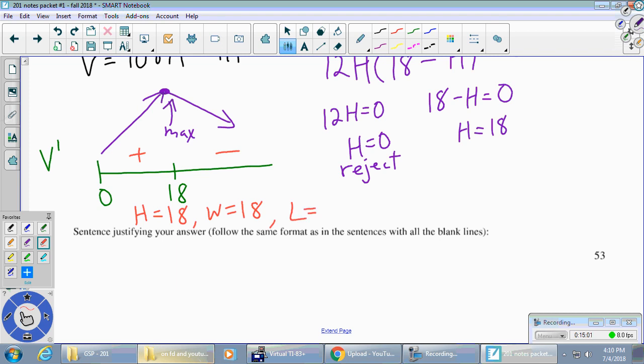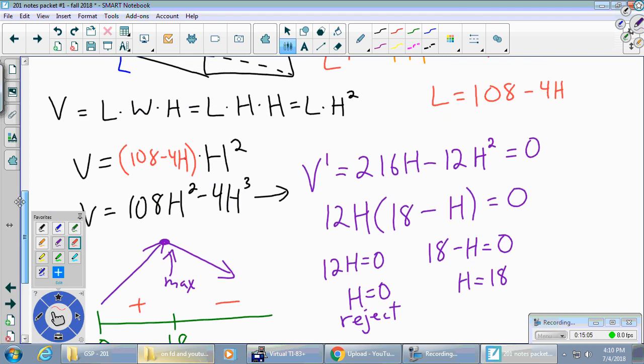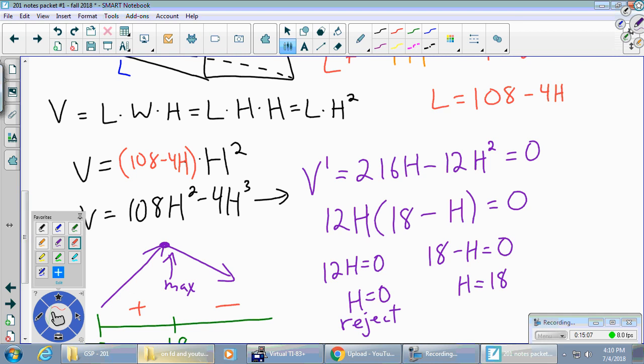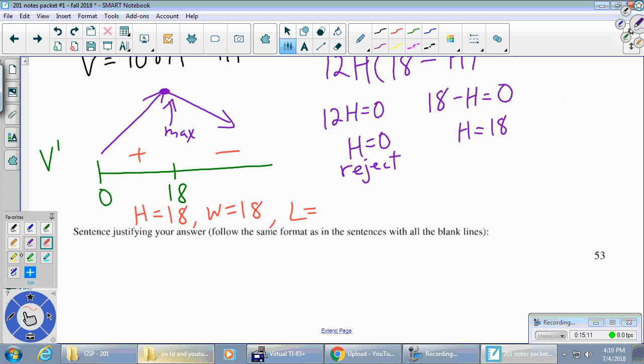The length, so let's go to the one equation that says L equals. Where is it? Right there on the top right in red, 108 minus 4h. That's what we're putting. 108 minus 4h. 108 minus 4 times the height we discovered was 18. 108 minus 72, is that 36? That sounds good to me.